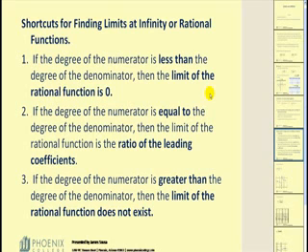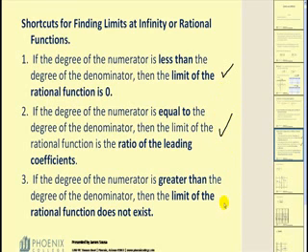If the degree of the numerator is less than the degree of the denominator, then the limit of the rational function is 0. Essentially what's happening here, we have a rational function where the denominator is increasing faster than the numerator, and that limit will equal 0. Number 2, if the degree of the numerator is equal to the degree of the denominator, then the limit of the rational function is the ratio of the leading coefficients. Again, we'll look at this in just a moment.